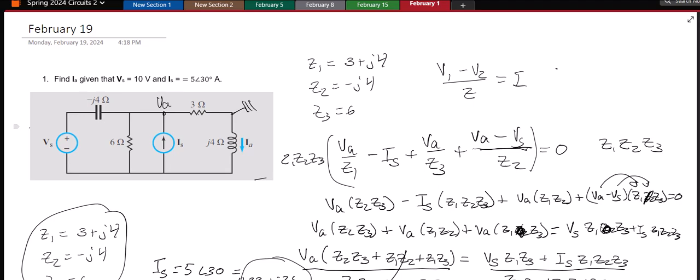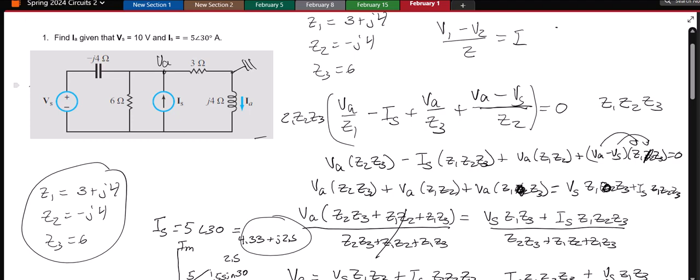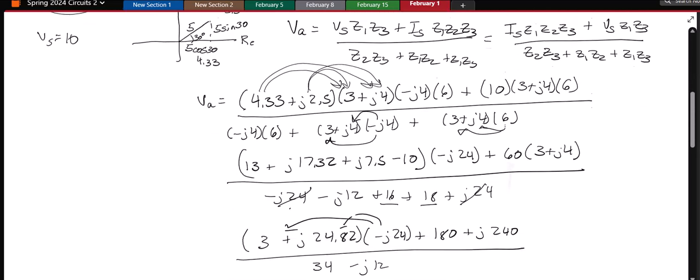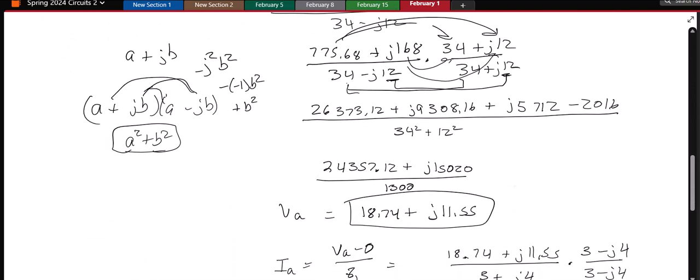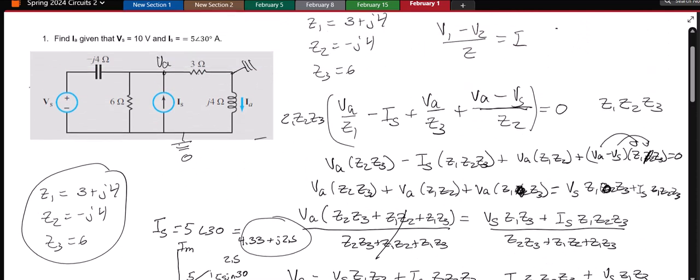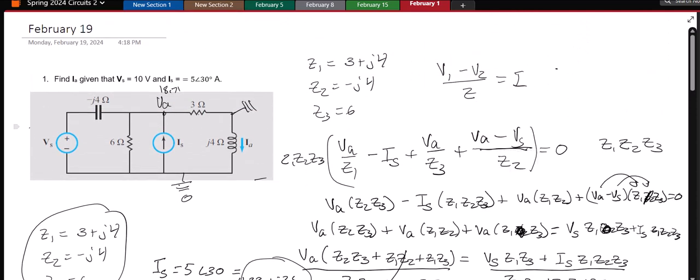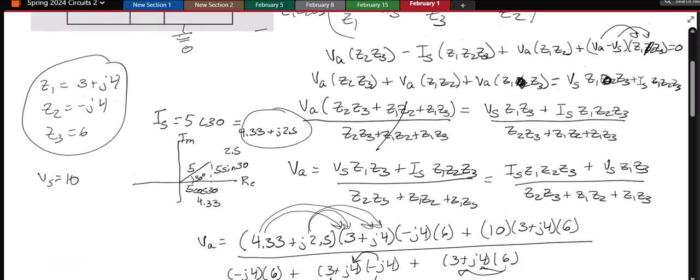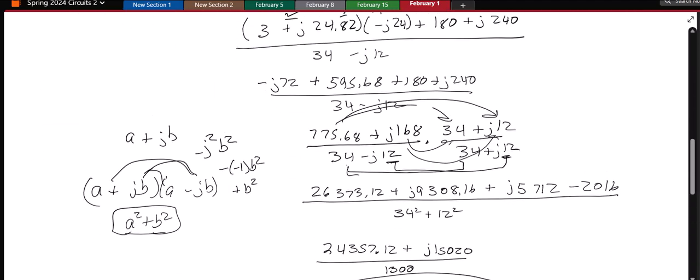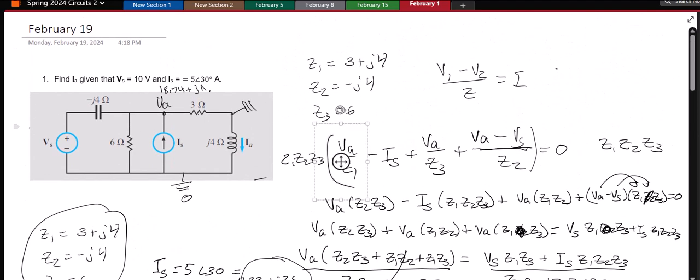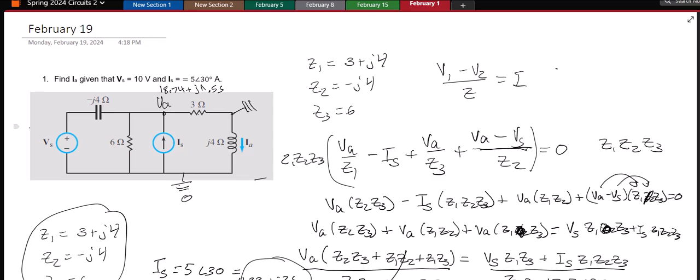Well, I would work the problem the same way I just did, because to me it makes a lot of sense to put ground down here at the bottom, because then all of my nodal analysis equations work out just fine. So when I did that, I got that this was 0, and I got that VA was 18.74 plus J 11.55. Okay, so this is using the bottom branch as ground.